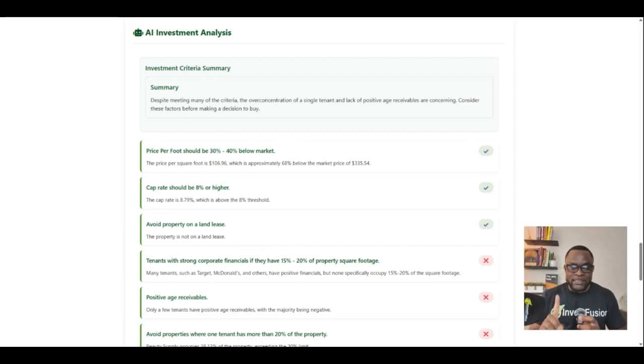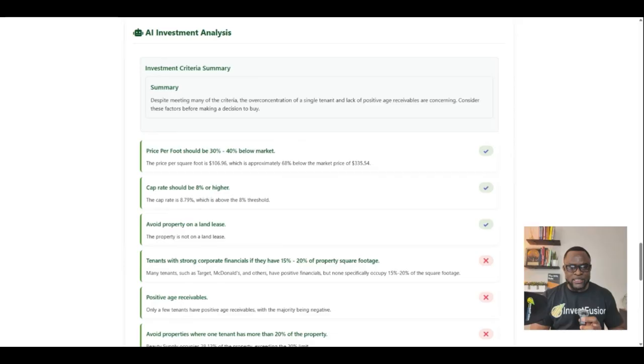Remember that we had one tenant that had about 28.13%. That is a critical level because for us, our benchmark is anywhere from 15 to 20%. So we had a tenant that occupied over 28%, and that is one of the red flags it's flagging. So let's look at the summary.